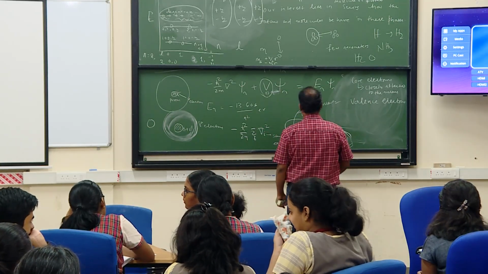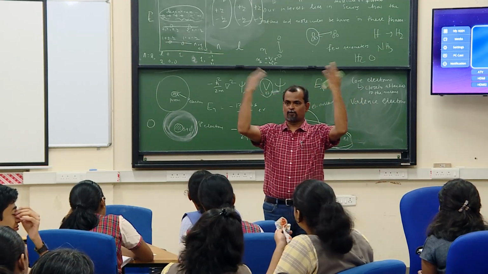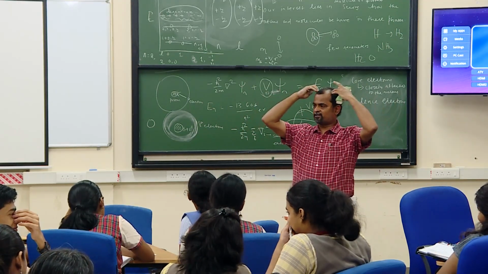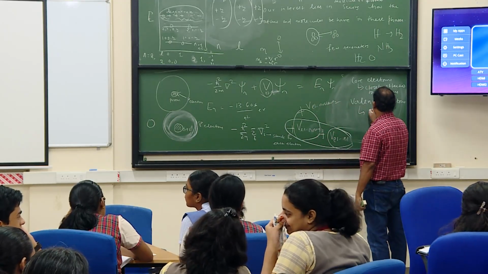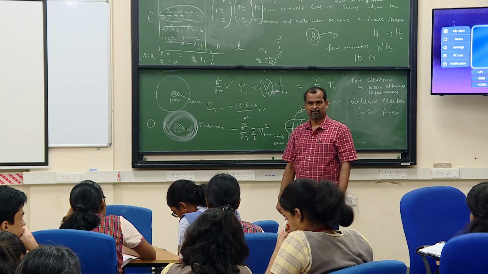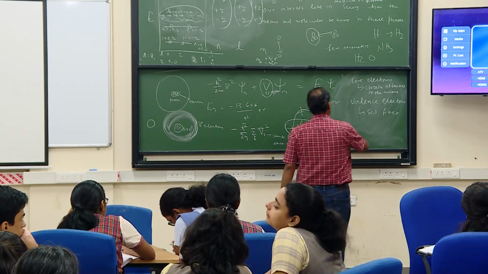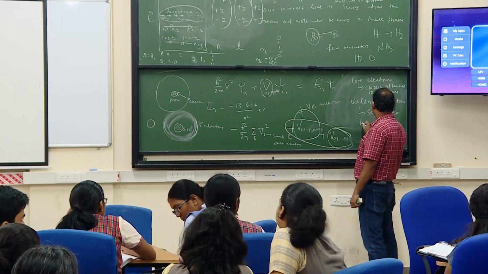Once you grow up, at this stage, you don't like to listen to Papa and Mama. Whatever they say, you don't like, right? So these are the ones that want to be set free. These are called valence electrons, which are very loosely attached.